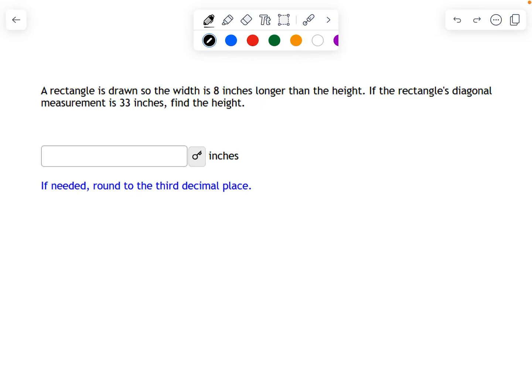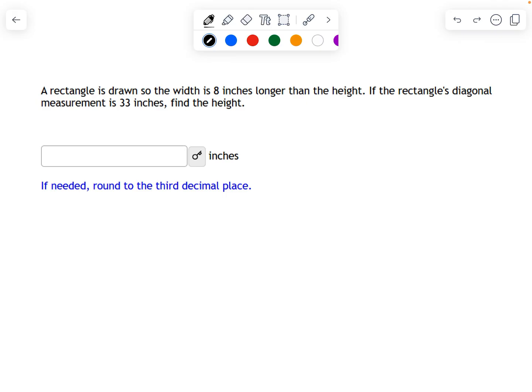Hello and welcome. So we have a rectangle that is drawn so that the width is 8 inches longer than the height. If the rectangle's diagonal measurement is 33 inches, find the height.